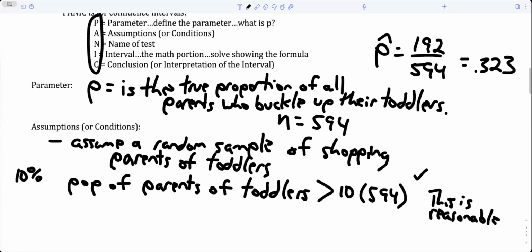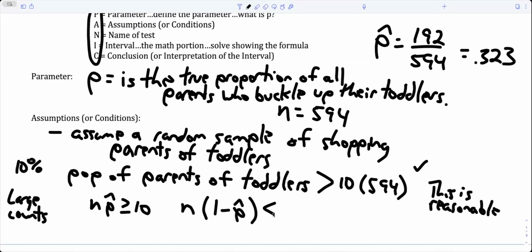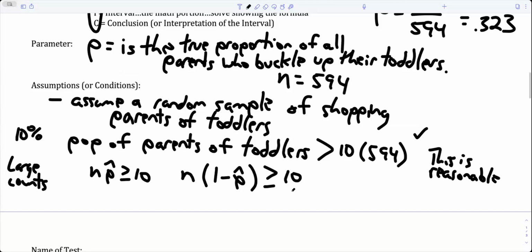And then we got to check the large counts. And you need to write these out like I'm doing. So this is n times p hat is greater than or equal to 10. N times 1 minus p hat is greater than or equal to 10. Okay, so this line right here, as I just wrote it, is not enough for credit. I need to plug in the numbers.